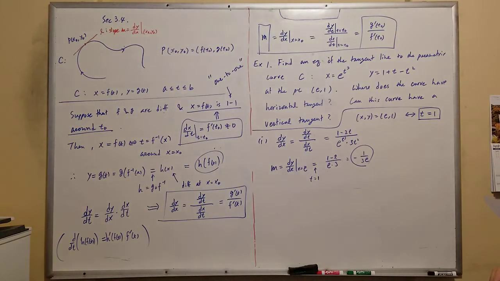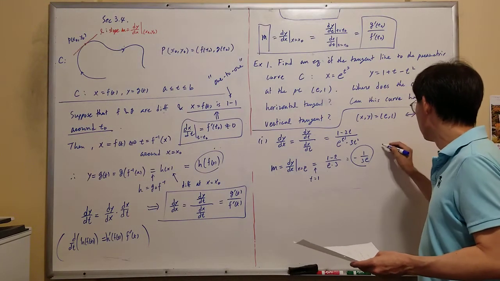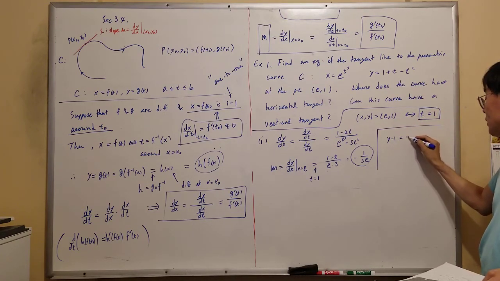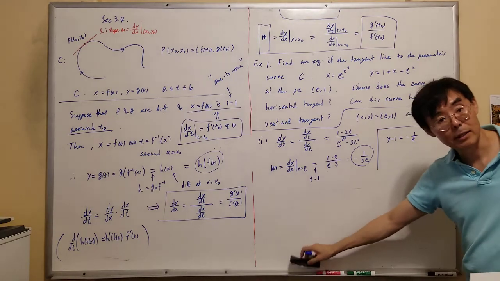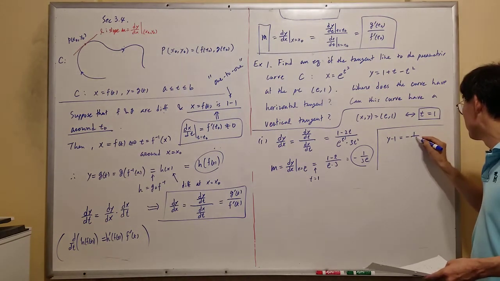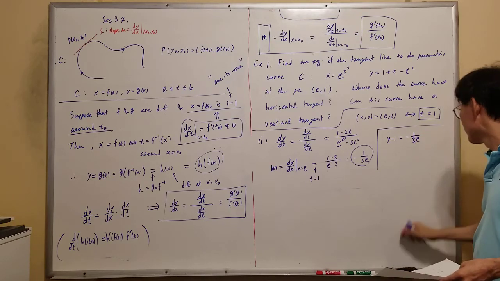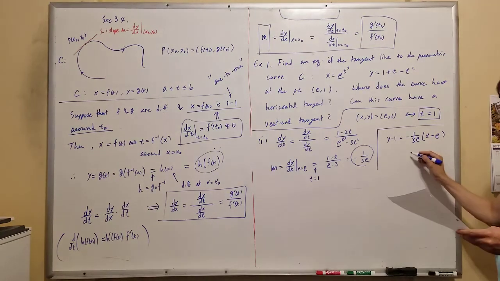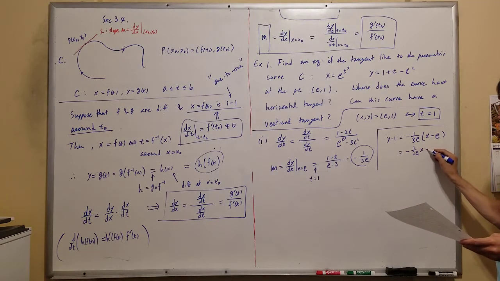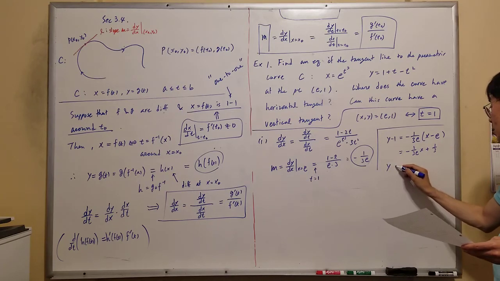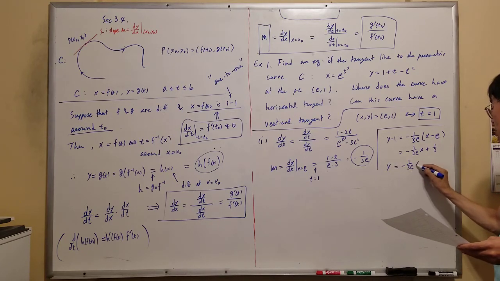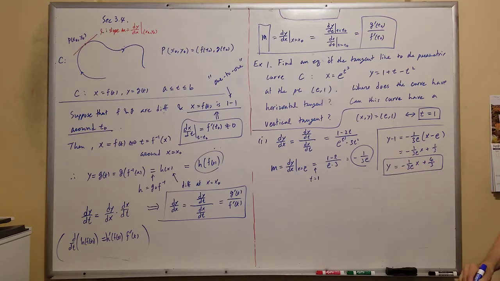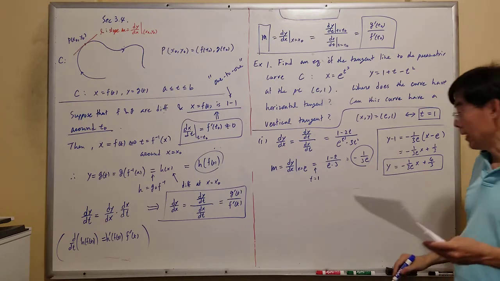And the passing point is (e, 1). Therefore the equation is y minus the y coordinate of the passing point equals the slope, minus 1 over 3e, times x minus e. Okay? If you want, you can simplify it and write it this way. All right.